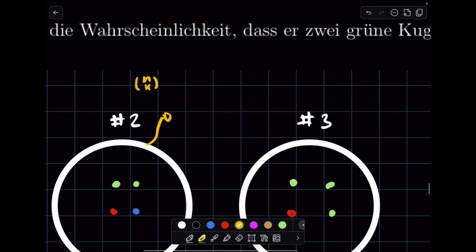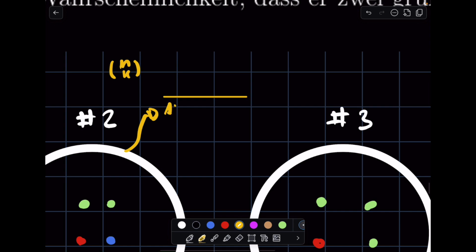What we want to first do is divide by all possible outcomes, and on top we put the favorable outcomes.